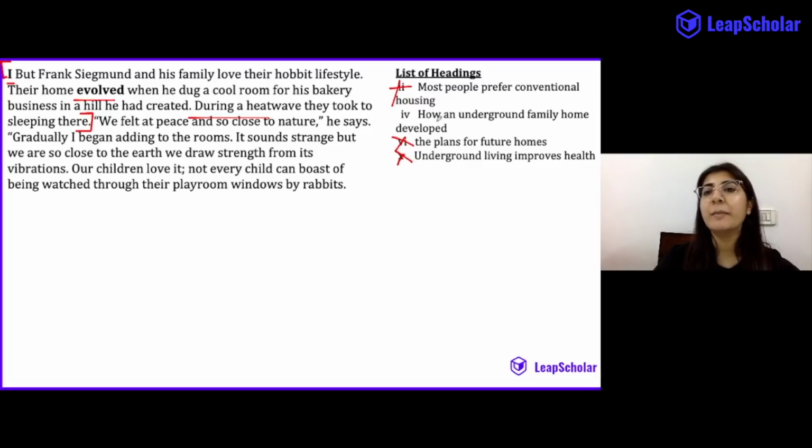How an underground family home developed, and as we had discussed earlier, developed was our keyword. So there is a synonym for developed, which is their home evolved, or developed, when he initially built a room for the bakery, but during the heat wave, they started sleeping there.